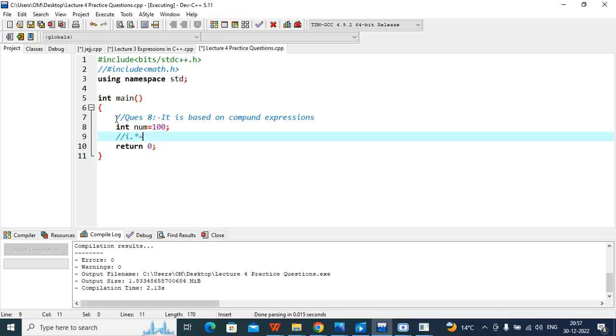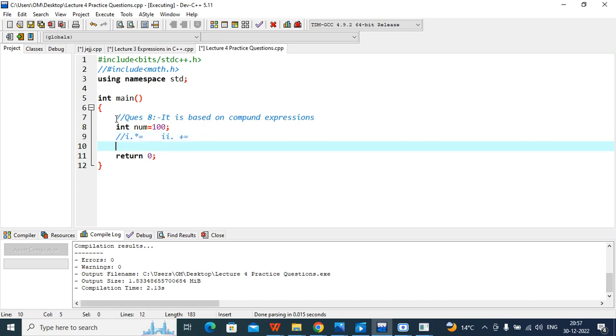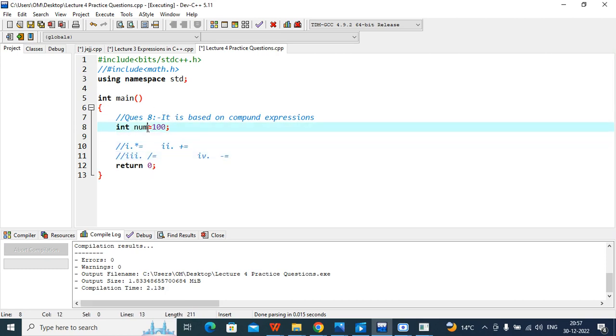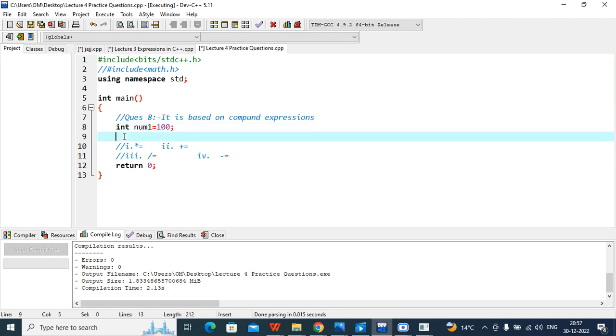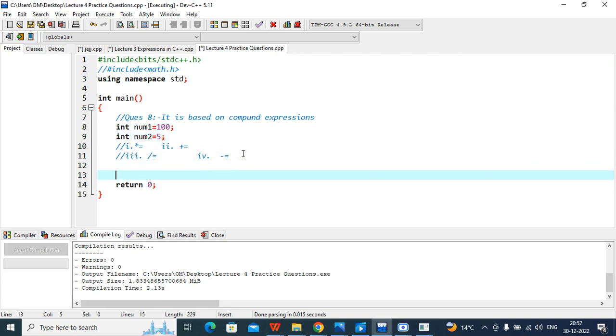Multiply equals to. Second, I asked you to perform plus equals to on it. Third, perform divide equal to on this. Fourth, try to perform minus equal to on this. Now you will be asking, by what? Suppose I am giving you the number as 5. Num2 is equal to 5. Try performing the respective operations in the same manner.